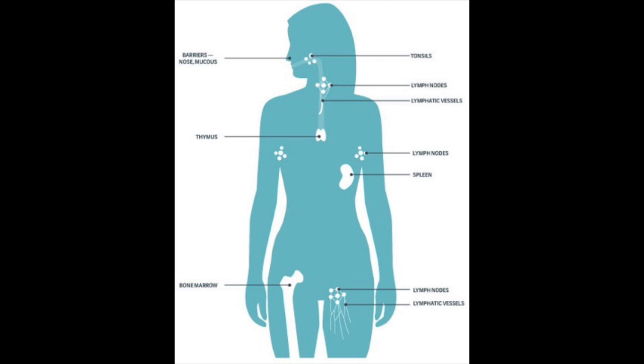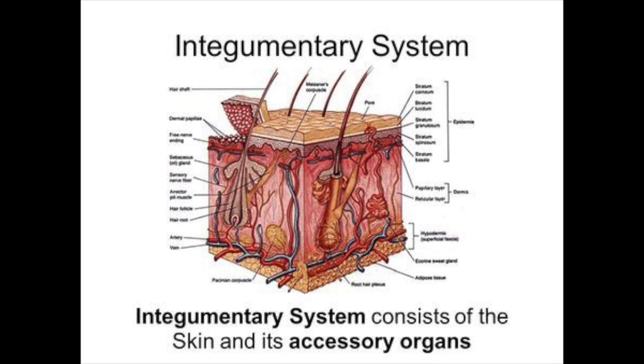Next, we will be talking about how the immune system interacts with the integumentary system, the circulatory system, and the lymph system. So the immune system uses the integumentary system, or skin, as its first line of defense. We have cells and compounds on your skin that help kill bacteria.